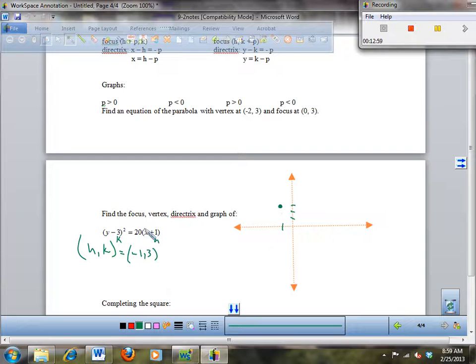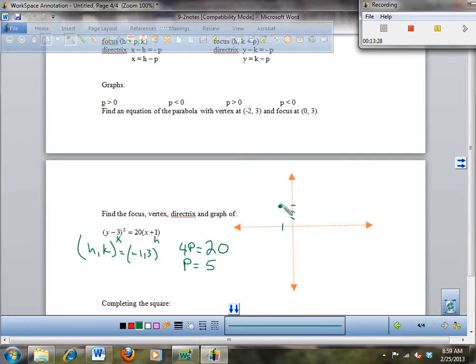Also, I know that, is this one going to open to the left or open to the right? Open to the right. Good. Since this number is positive, it's going to open to the right. Now I can find some specific points. For instance, 4P is equal to 20, so P equals 5. All right?